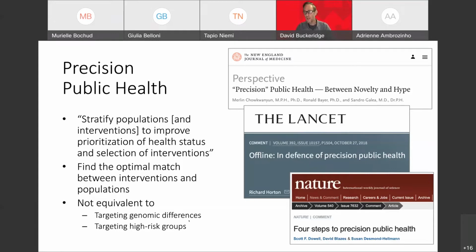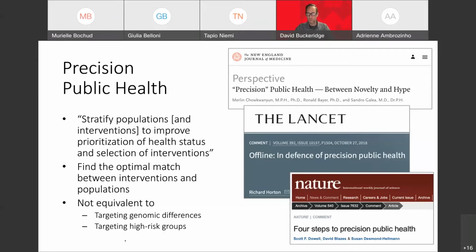And so we're really thinking more about other characteristics of populations that we're trying to understand in terms of what would make an intervention work or not. And it's not simply targeting high-risk groups. It really is about trying to find that match between the evidence we have around interventions and the information about populations. So I'll come back to this in a second, or later on in the talk as well.